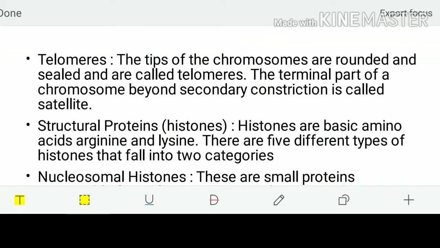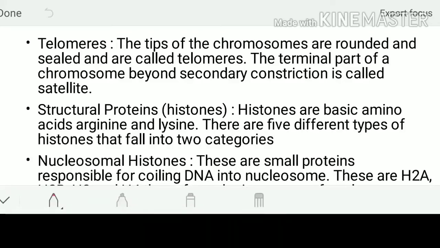Now please do remember, I've told you beforehand, hopefully you are remembering. I've told you about the primary constriction and that I'll be dealing with the secondary constriction in the next lecture. So the primary constriction is basically the centromere and the secondary constriction is the telomere. If you ask me to draw the structure of a chromosome, I'll just draw a structure like this. Okay, and this is the centromere for me.